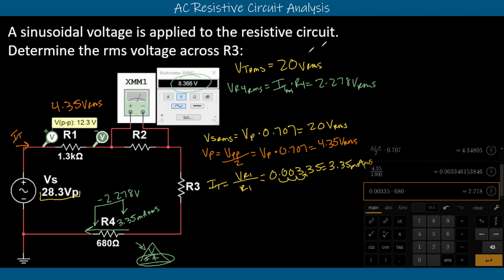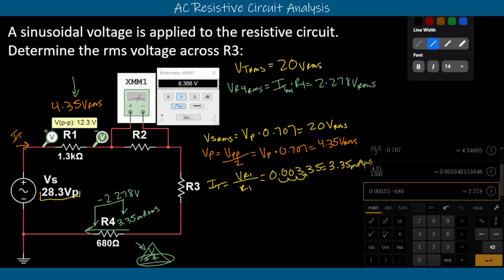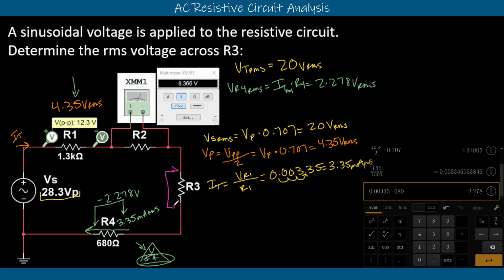Our meter originally gave us RMS voltage. Our RMS voltage for R1 is given. We found the RMS voltage for our original source voltage, that was 20. And now we know the voltage drop across R4. So all that's left is the voltage drop across R3, which we want to know in VRMS anyway. So now we can apply KVL. KVL says our source voltage gets to subtract out all of our drops, and that's going to be whatever we're left with.